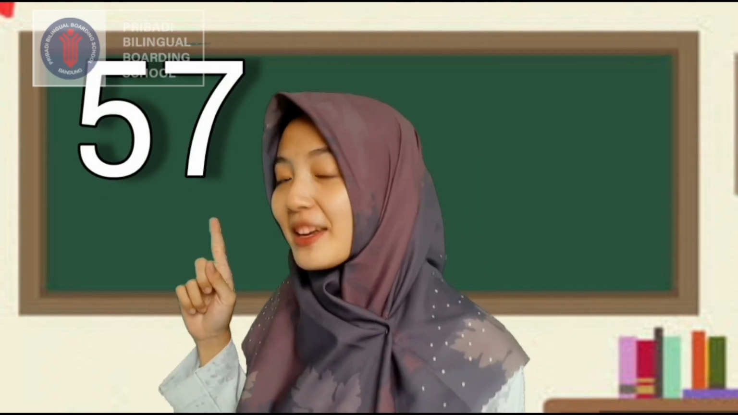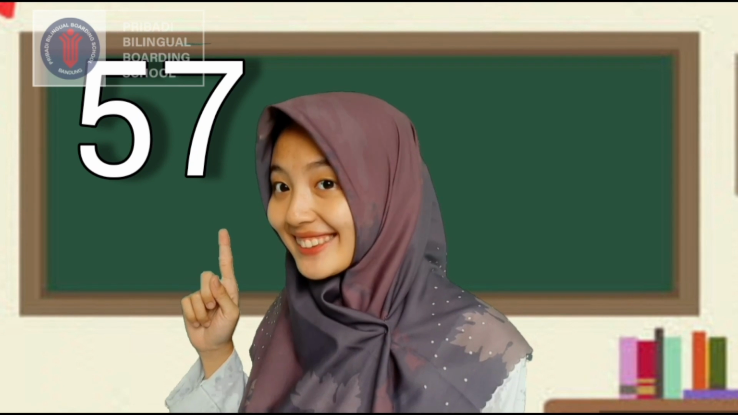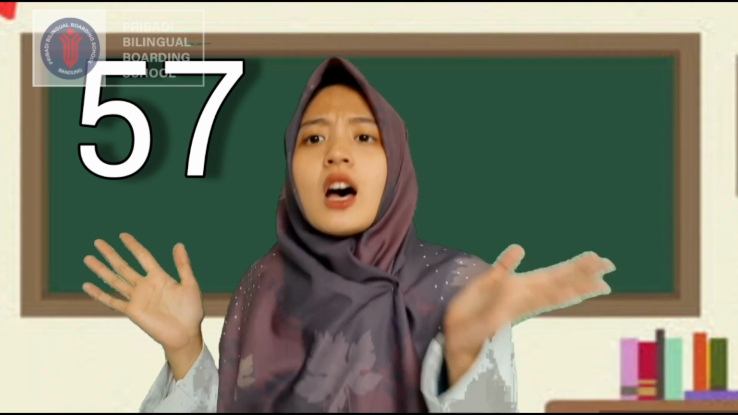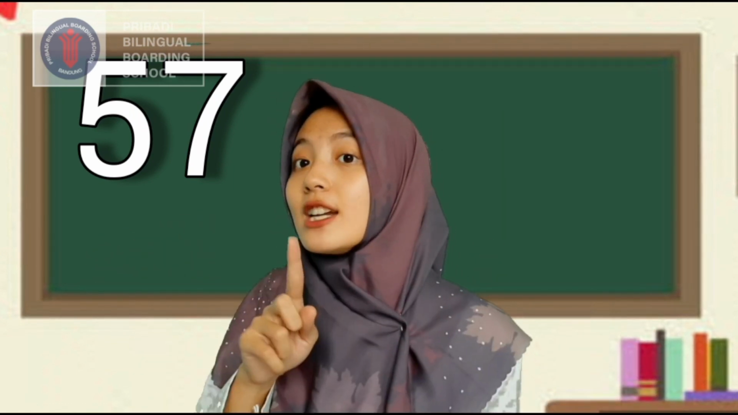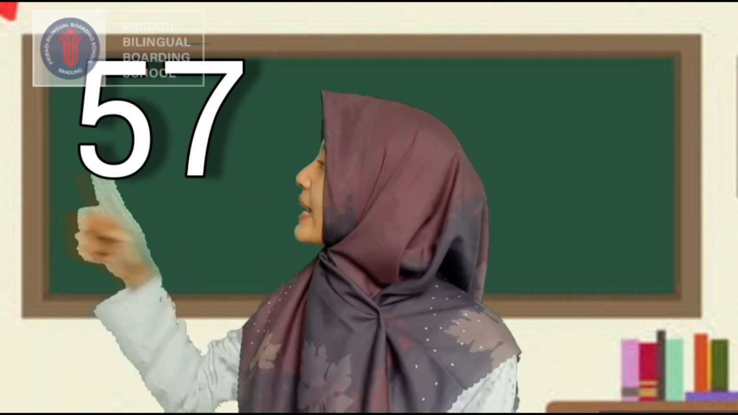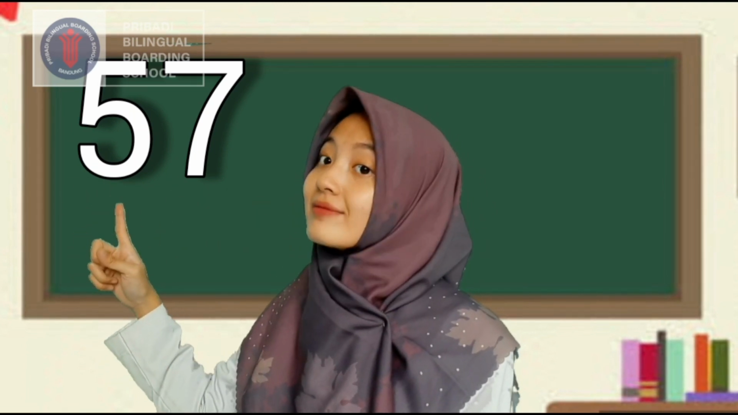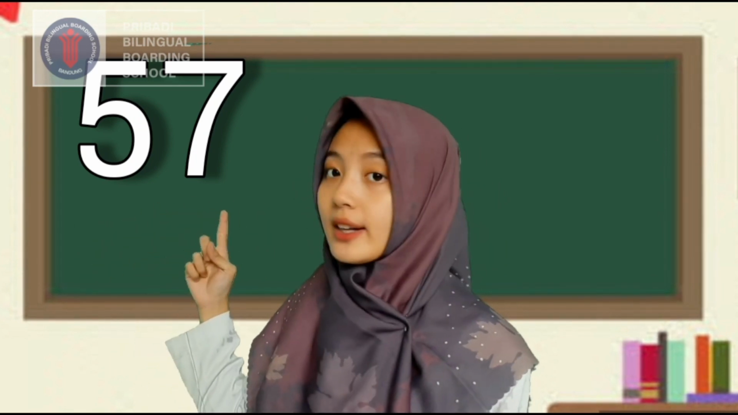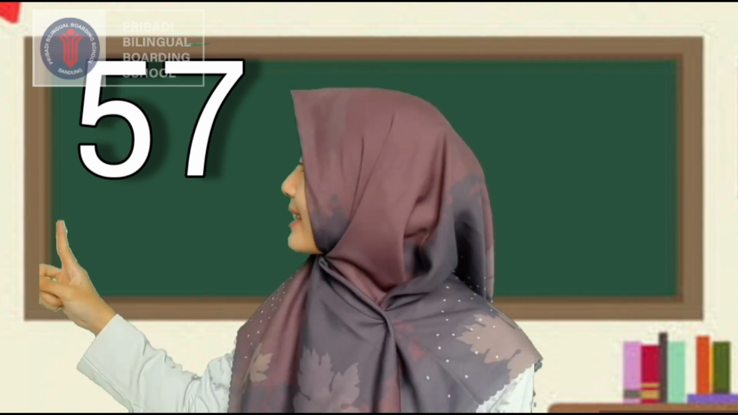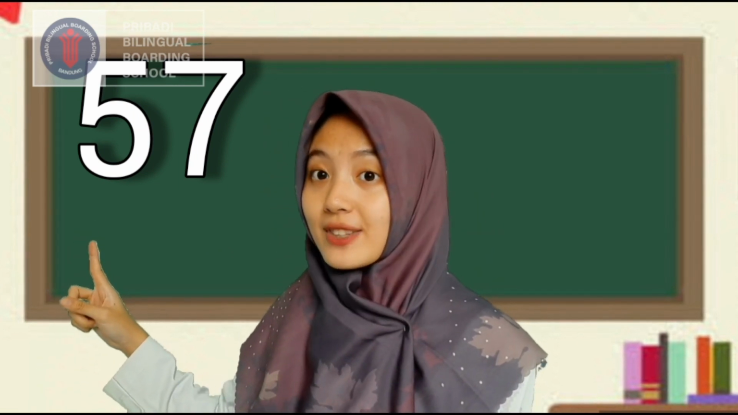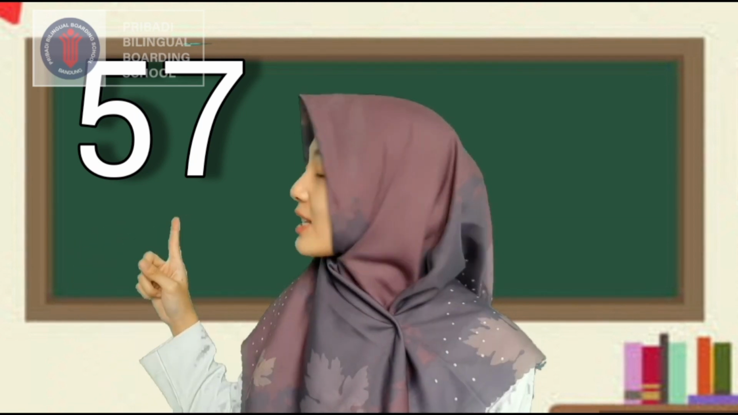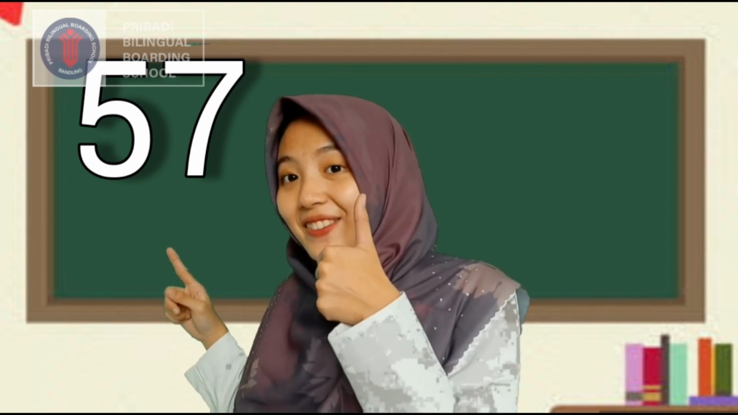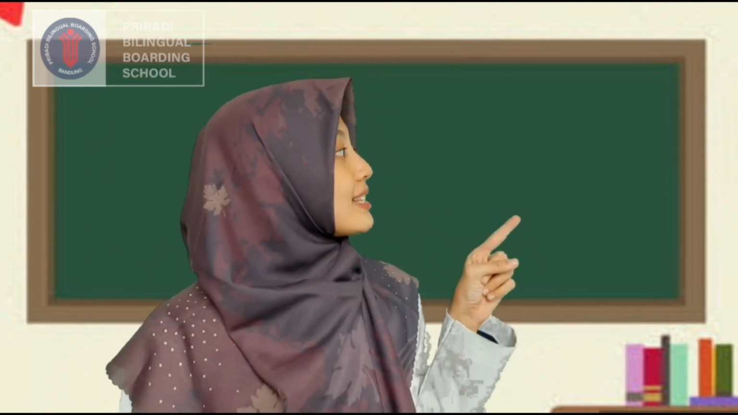Okay, what number is it? Okay, means how to read that numbers. The first one, you must read this one first. And after that, you will read from this one. For example, this one is 50, right? This one is 7. 57. Great.